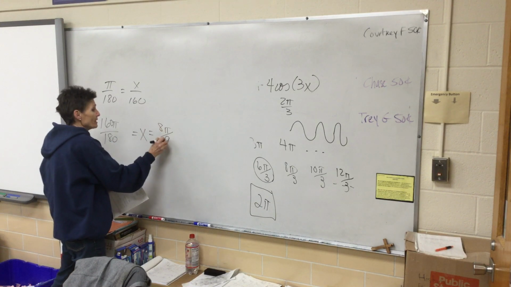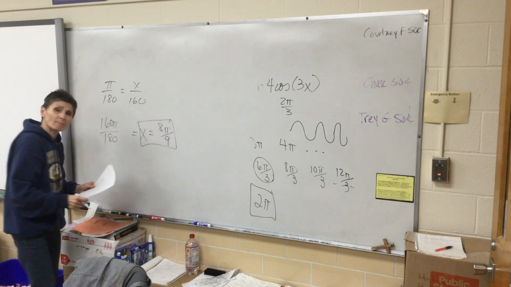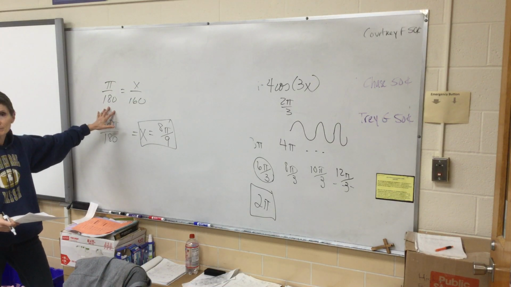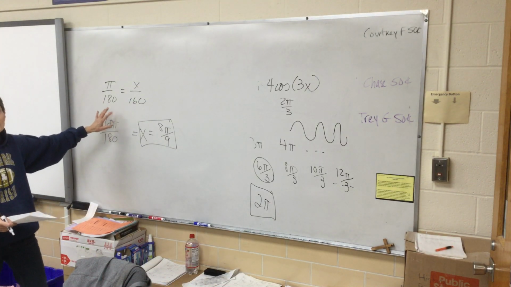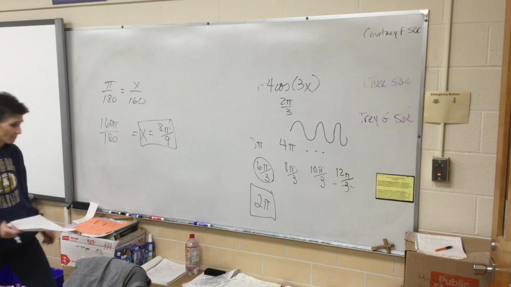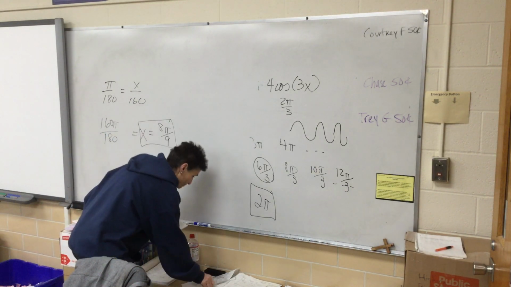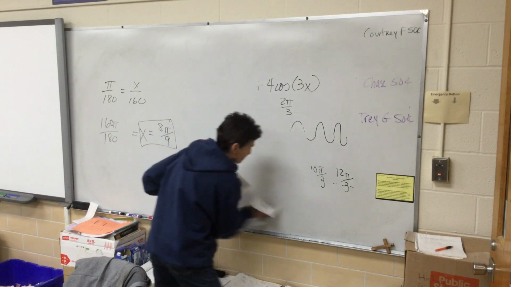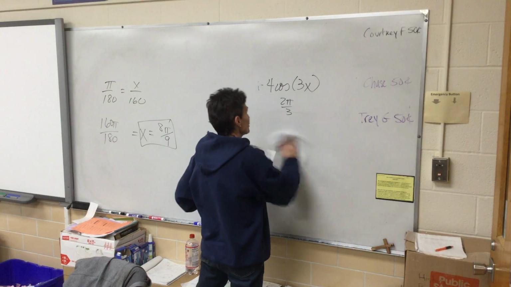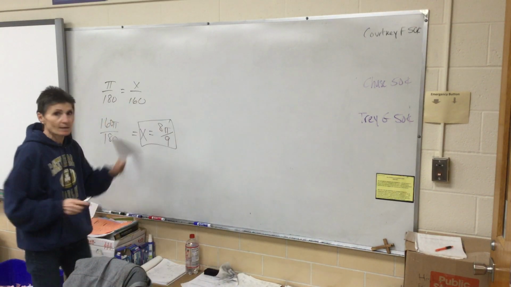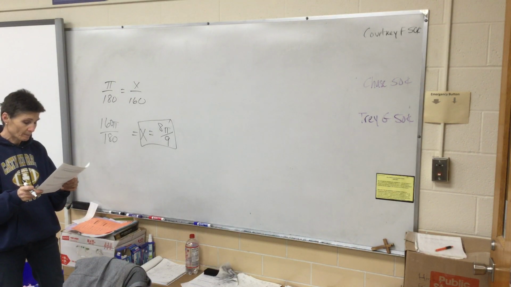So as long as you're ending up with 8 pi over 9, how you do it's irrelevant. This is the way I do it. You do not have to do it my way. You can multiply by pi over 180. If that's how you do it, that's fine. I'm not a very good memorizer, so I always kind of approach things from a logical standpoint.